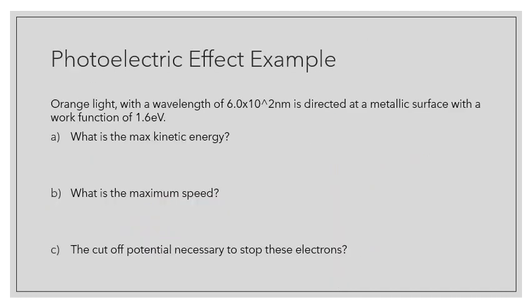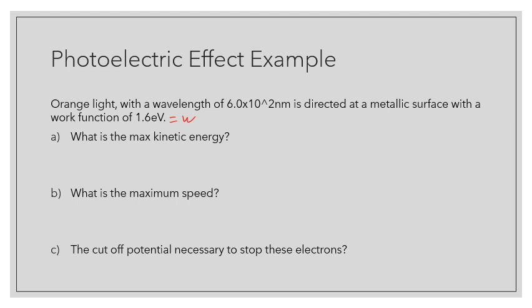This is an example of a question that deals with the photoelectric effect. An orange light with a wavelength of 6 times 10 to the 2 nanometers is directed at a metallic surface with a work function of 1.6 electron volts. Work function is the W that we saw in the equation on the last slide. We have 3 things we need to do. We need to find the max kinetic energy, the maximum speed, and the stopping potential necessary to stop these electrons. So what is the max kinetic energy?